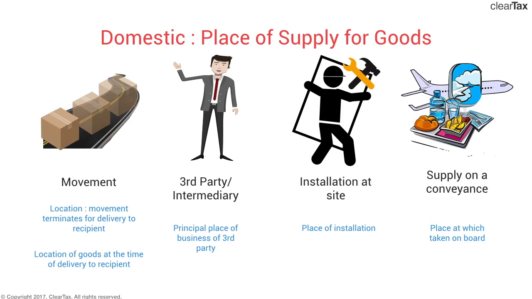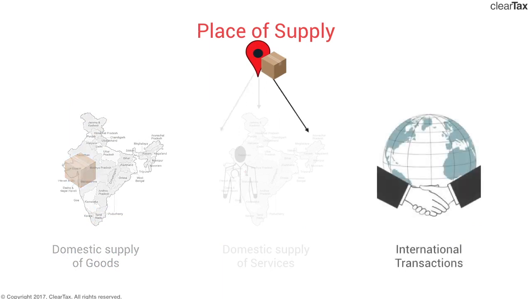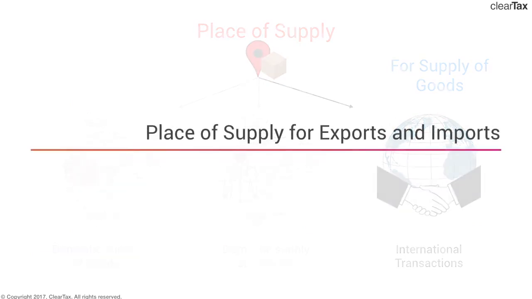If the supply is through installation at site, then the place of installation would be the place of supply. If goods are supplied on board a conveyance, the place of supply would be the place from which the goods are loaded, taken onto the conveyance. That brings us to the end of the first subsection of our place of supply, domestic supply of goods. Next, we'll check out the international supply of goods, only goods, in the upcoming video.